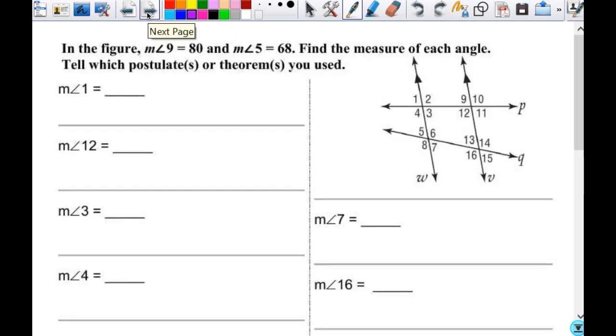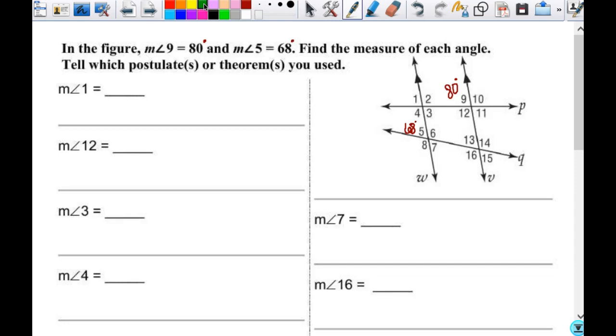All right, so it says in the figure, the measure of angle 9 is 80, should say 80 degrees, but it doesn't. And the measure of angle 5 is 68 degrees. So we're going to label that. Angle 9 is 80 degrees. Angle 5 is 68 degrees. And it says to find the measure of each angle and tell which postulates or theorems you used, which means you can't just go in and fill in a bunch of numbers. You've got to be able to explain yourself as you go. All right, so we're looking for angle 1 first.